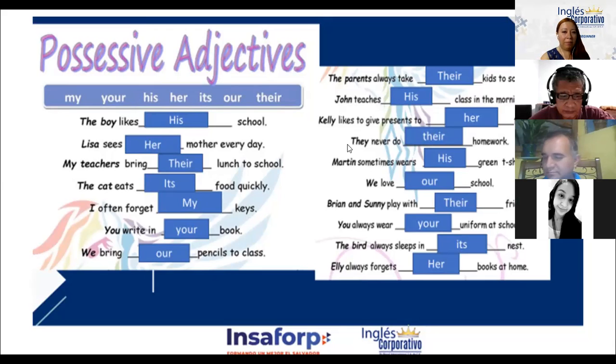Así que mañana cuando yo pregunte what is a possessive adjective y que me den una oración improvisada, todos van a estar listos con cualquiera de esos, right? Perfect. So, let's continue. One moment. Tell me if you can see the presentation.